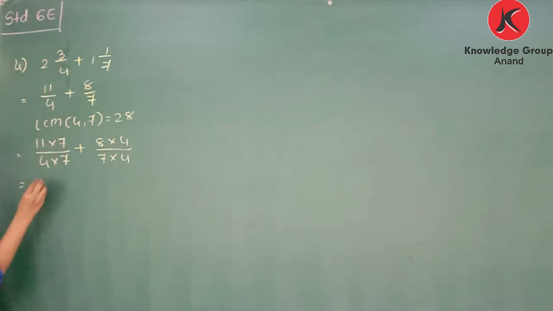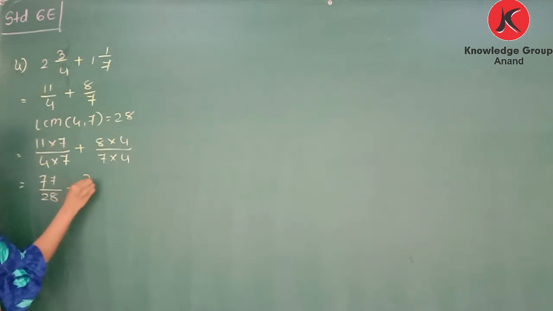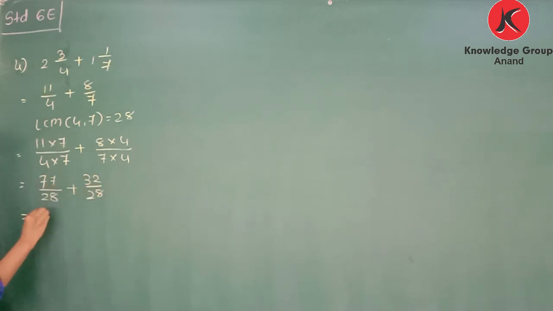7 into 11, that is 77, and 32 by 28. Now add the numerators, that is 109 divided by 28. You can convert this into a mixed fraction by dividing 109 with 28, or you can give the answer like this.